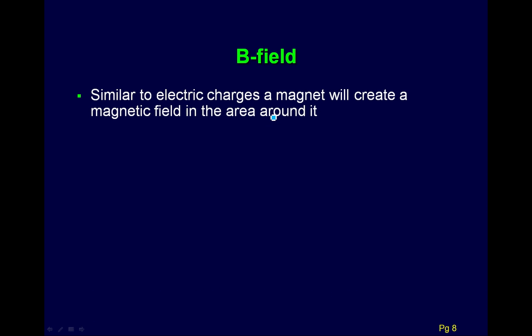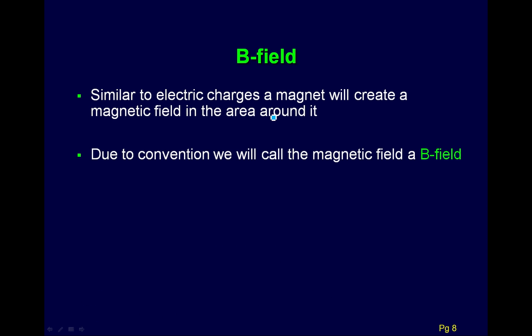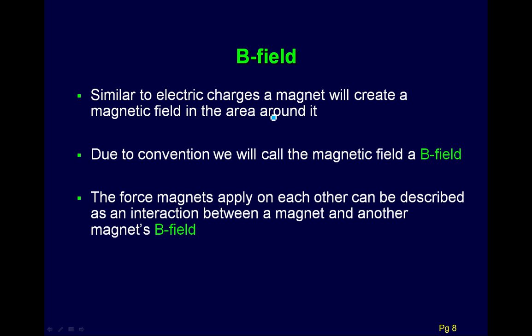Now we introduce the B field, which is our short way of writing the magnetic field. We don't have an M field, we have a B field. It's just convention why we call it this way. Basically it works very similar to an electric field, and we like to think about the force that magnets apply on each other as the interaction between a magnet and some other magnet's magnetic B field.